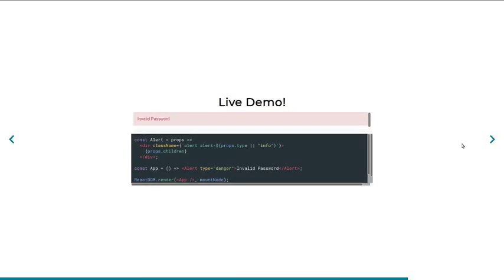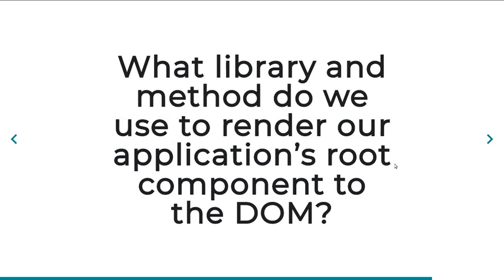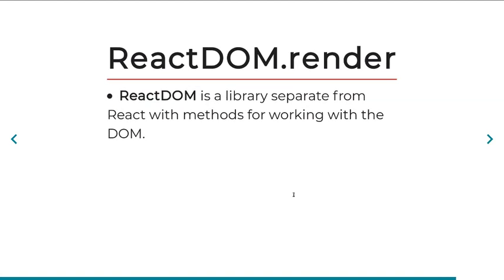So live demo here. Let's see. I'm going to blow this one up just so you can see. On this component we have alert and it has type danger. If I change it to success, it changes to green because of props.type right here. You can see this HTML attribute looking thing, type equals success. Props type is used to build the CSS classes that are then associated with that HTML element. So we can change them on the fly. They're pretty sweet. What library and method do we use to render our application's root component to the DOM? ReactDOM render. Nice. It's a library separate from React that is made for working with the DOM.